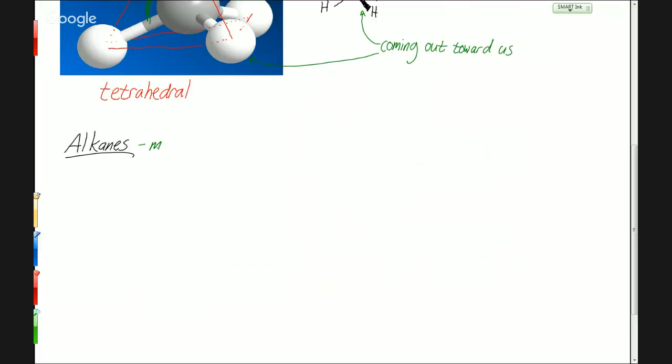Alkanes are defined as molecules made of only carbon and hydrogen with only single bonds. So we're going to look later at some alkenes, alkynes, some other molecules that have double and triple bonds. Those are going to be in different categories. The alkanes are only single bonds.